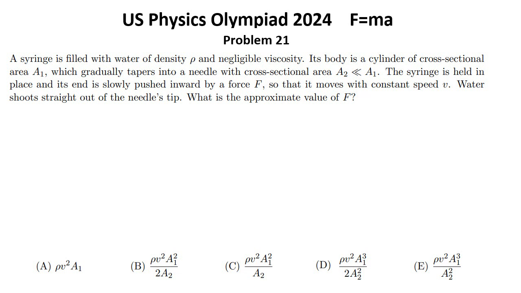Problem number 21. A syringe is filled with water of density ρ and negligible viscosity. Its body is a cylinder of cross-sectional area A1, which gradually tapers into a needle with cross-sectional area A2 much less than A1. The syringe is held in place and its end is slowly pushed inward by a force F, so that it moves with constant speed v. Water shoots straight out of the needle's tip. What is the approximate value of F?